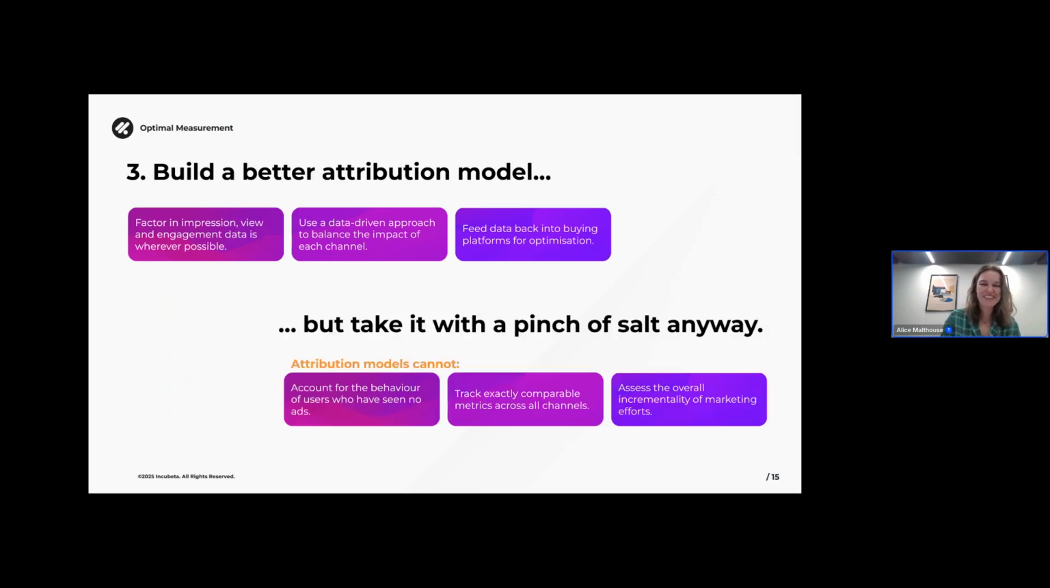But it's also important for us to acknowledge that there are always problems with attribution models. They can't account for the behavior of people who haven't actually seen the ad. And as we were talking about earlier, metrics aren't comparable across different channels. So again, it can be really tricky to measure within your attribution model. And overall, your attribution model isn't going to tell you about the incrementality of your marketing efforts. So these are all things to keep in mind: there's no one single way of measuring the success of your campaign, but you need to look at several different points to get an overall picture of how your activity is running.